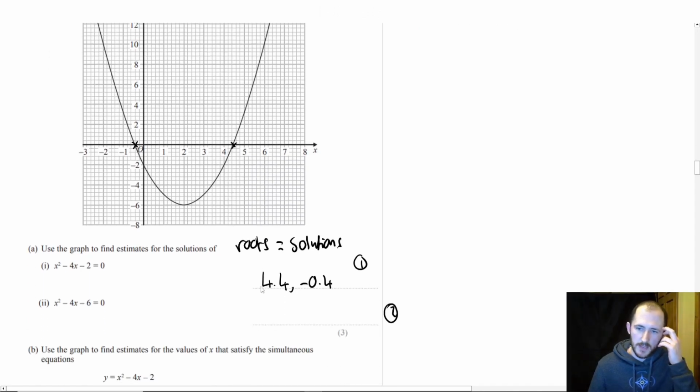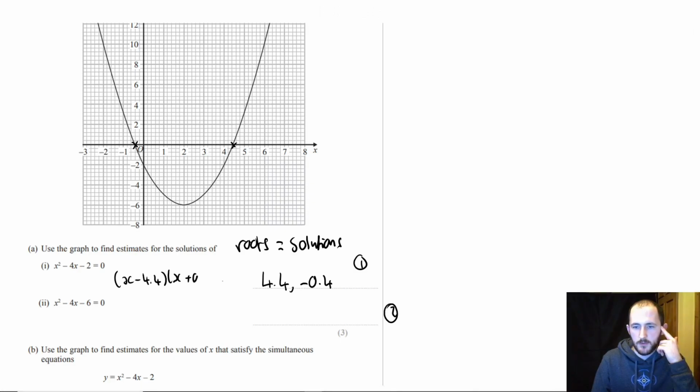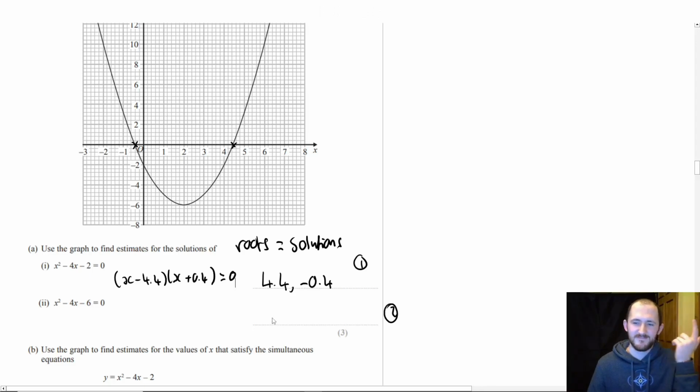So in this case, the algebra would be x minus 4.4, x plus 0.4 equals 0, because you flip the sign to go back into the brackets. Your teacher had lots of rants about giving roots as coordinates. If it says find the coordinates, then find the coordinates. But roots, technically speaking, are single numbers. They're not coordinates.